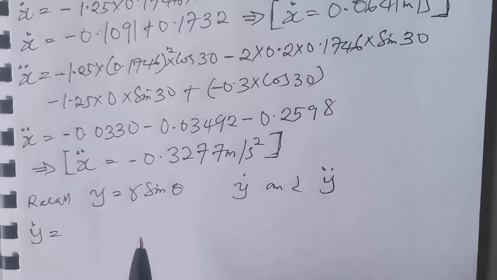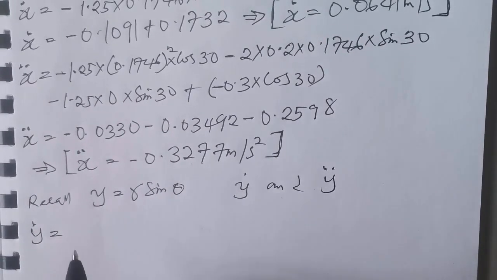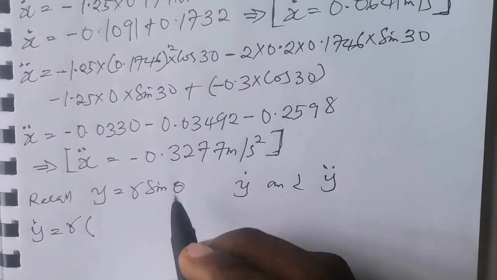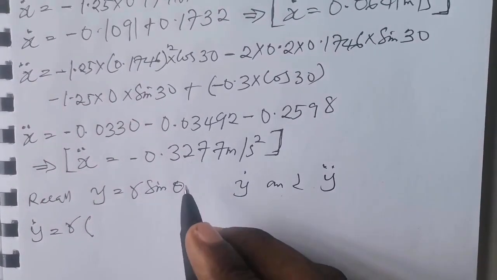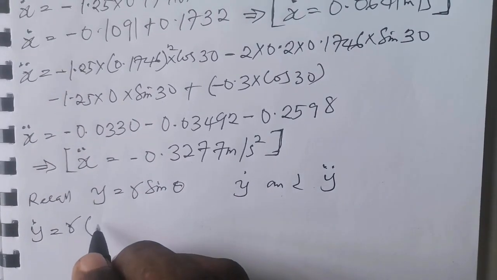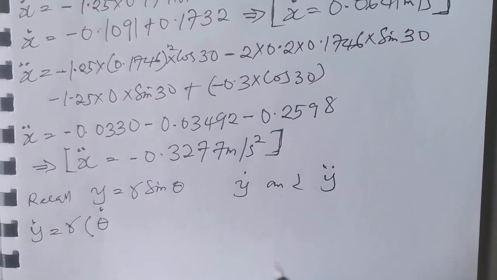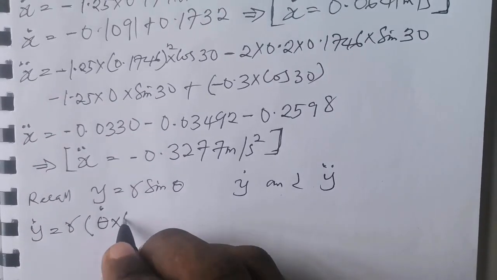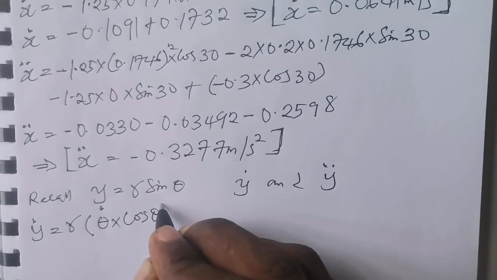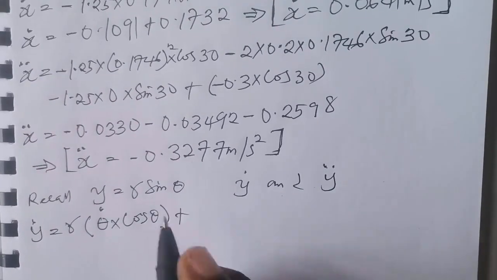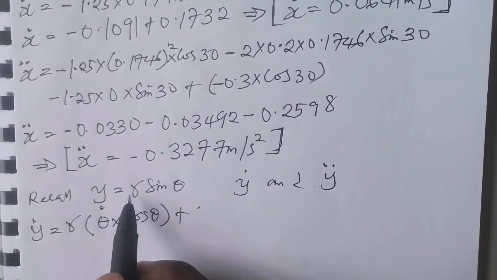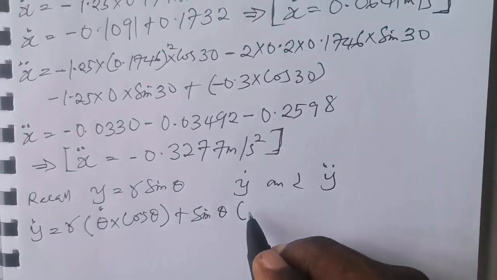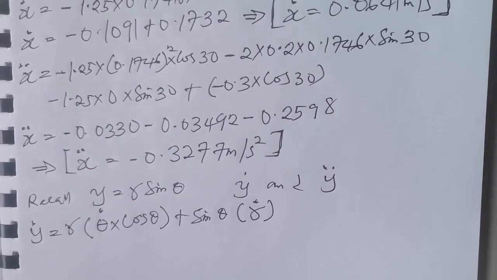y dot is equal to, now this is a product of two functions. From the product rule, you hold r constant and differentiate sine theta. But to differentiate sine theta, first of all, you differentiate the angle theta. If I differentiate angle theta, I simply have theta dot. Now use this result to multiply the derivative of sine. If I differentiate sine, I will simply have cos theta, plus. Now you keep sine theta as a constant, then differentiate r. So you hold sine theta as a constant and differentiate r. That will give me r dot.